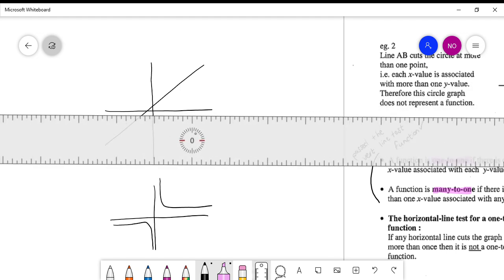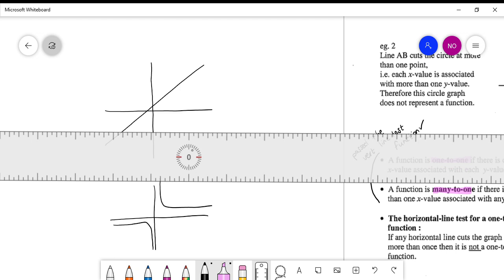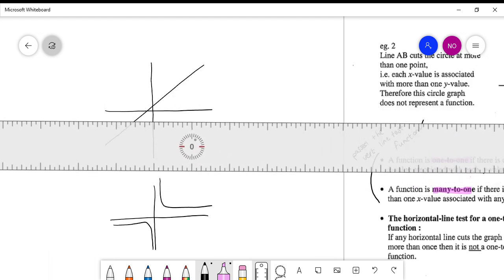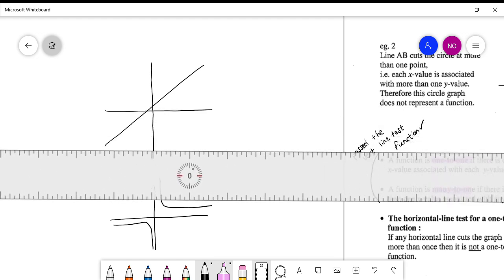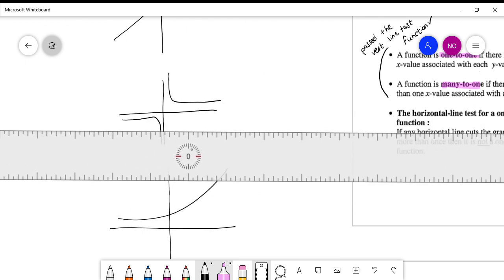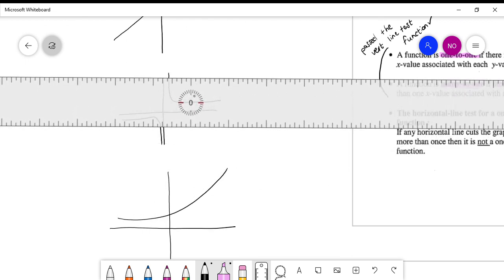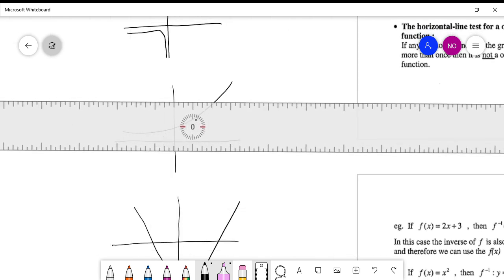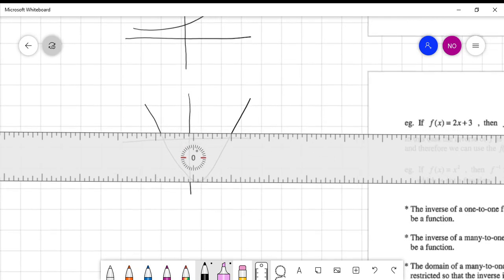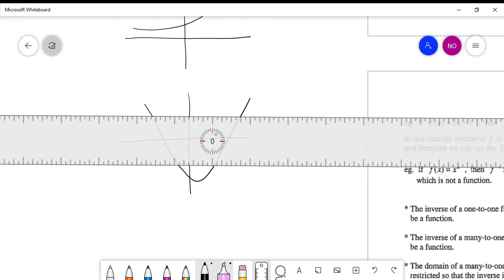Now, we change the direction of our ruler. Dit is nou 'n horisontale lyntoets. Okay. And now, if it cuts only once, it's called a one-to-one function. Do you see everywhere it cuts only once? So die reguit lyn is 1 tot 1. Die hyperbole is 1 tot 1. Die exponentiële grafiek is 1 tot 1. But the parabola, and you don't say 2 to 1. You say many to 1. Meaning more than one.